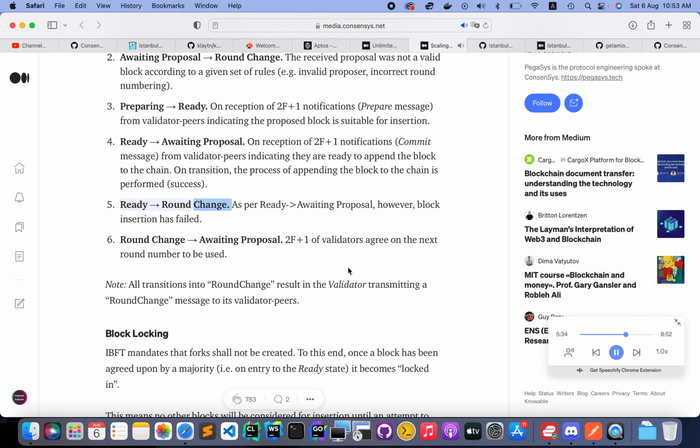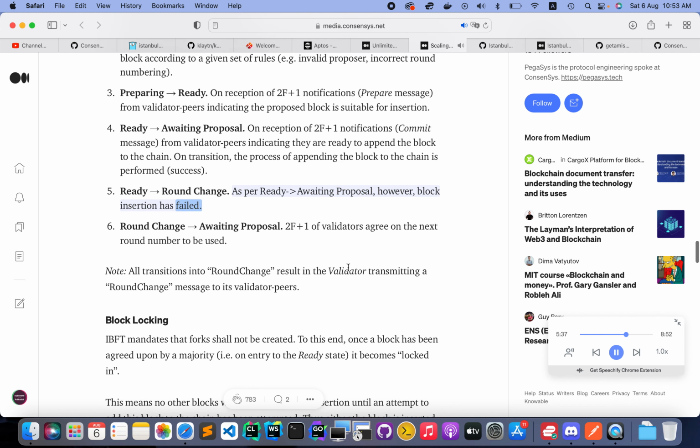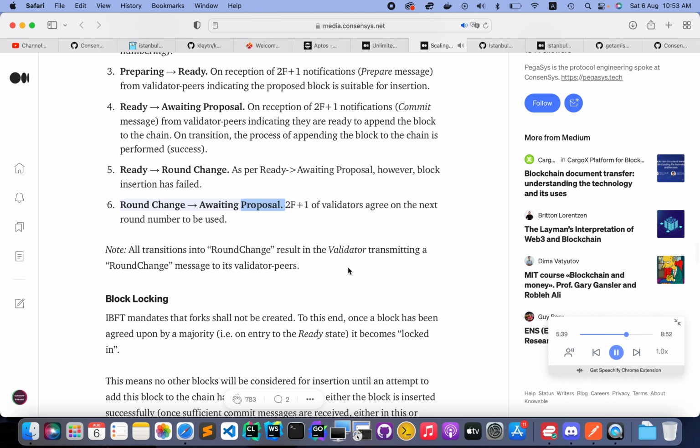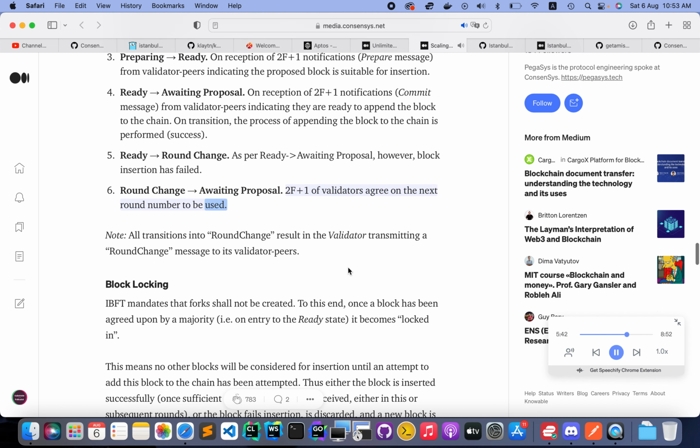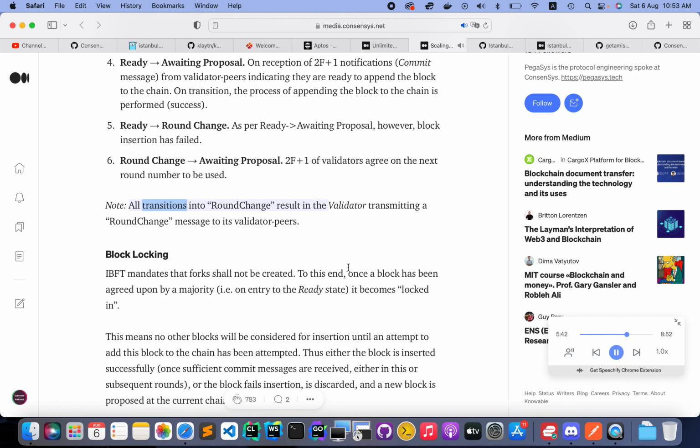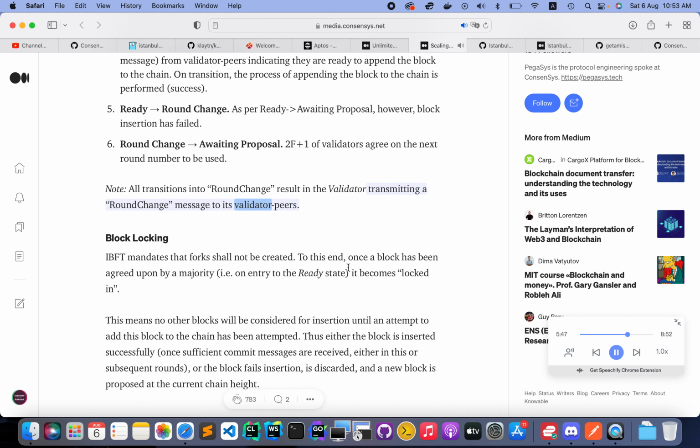Ready to round change: as per ready to awaiting proposal, however, block insertion has failed. Round change to awaiting proposal: 2F+1 of validators agree on the next round number to be used. Note: all transitions into round change result in the validator transmitting a round change message to its validator peers.